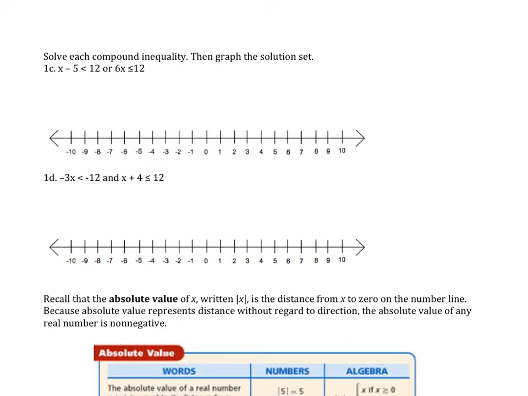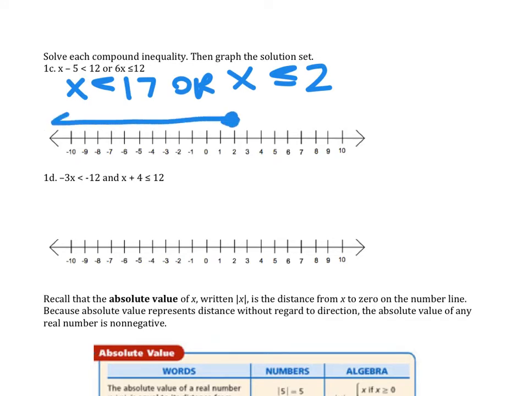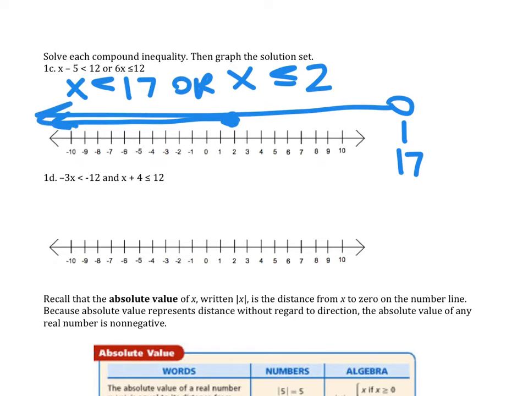Looking at the next ones, less than or equal to 2. I'm just going to add to my number line here. Less than 17. So this is just the less than 17.